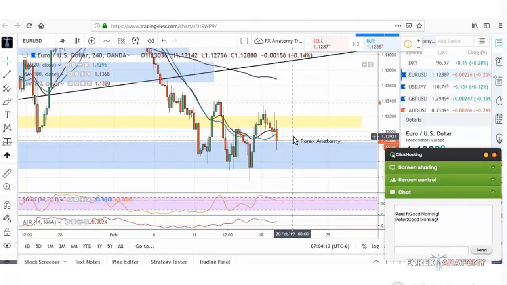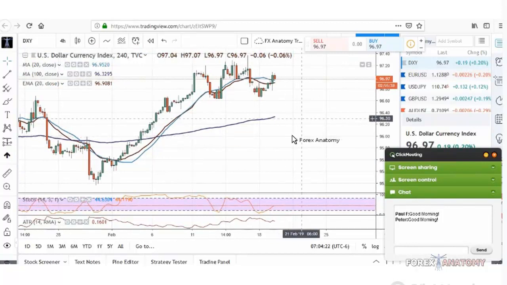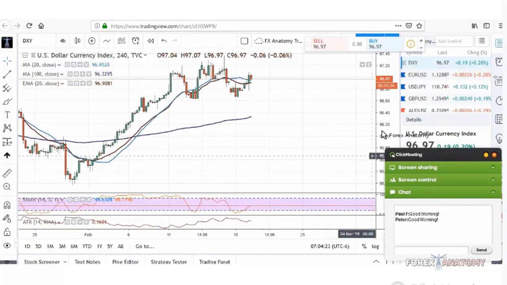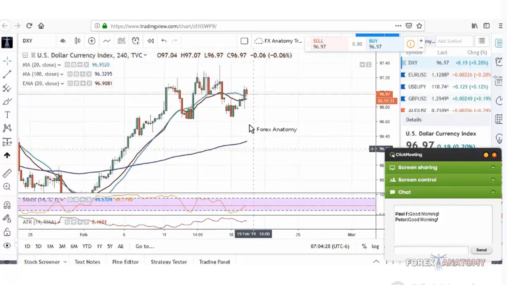We started seeing some US dollar strength. If you look at the Dixie, you can see that the Dixie started strengthening. For those that may not know, this is the US dollar index. We saw the US dollar index rally, and that was the reason why our particular trade idea, which was a buy, hit our stop loss for a small loss.